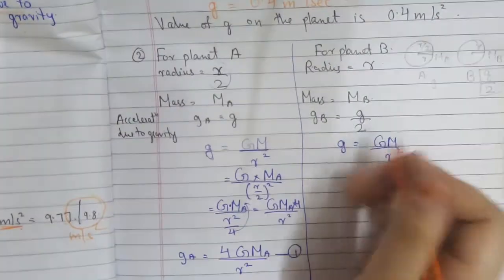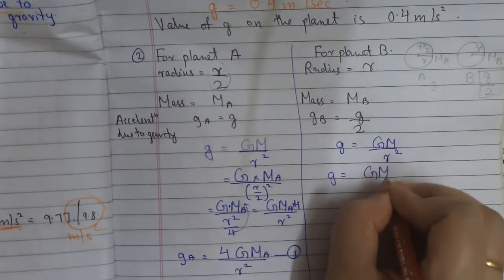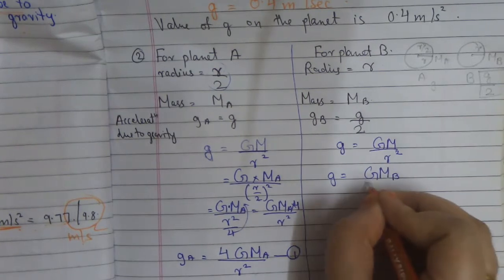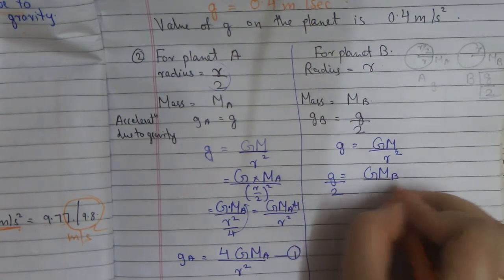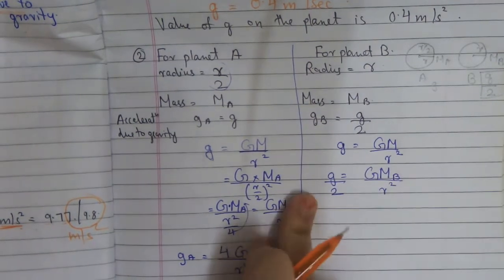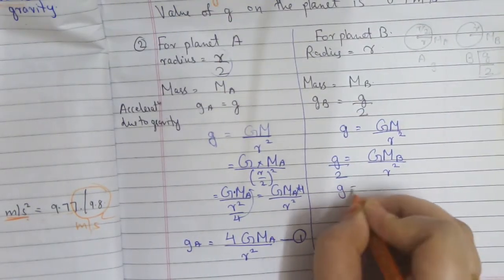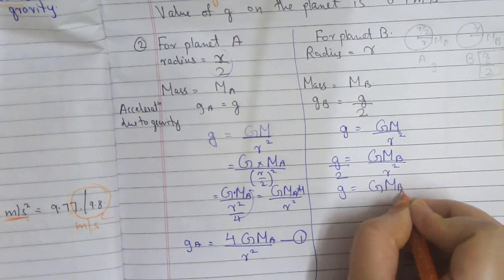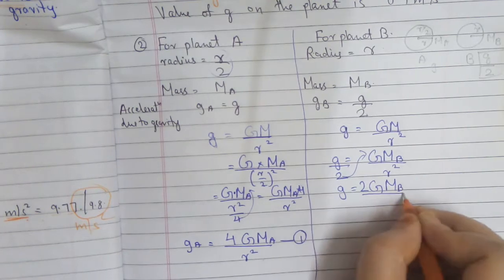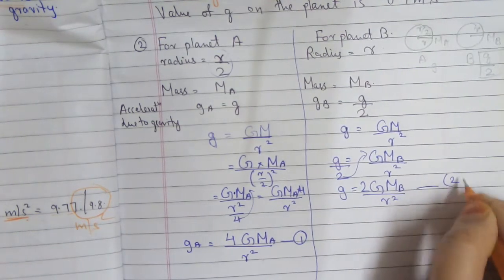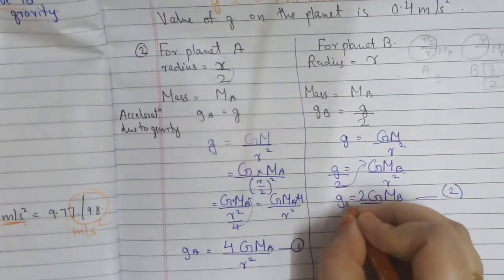Now let's solve for gB. So here g is equal to G of mB, and here gB is g upon 2. So G mB upon r square will be the same. Here the radius is r only, so we will write r square only. Now G will be as it is on this side, G mB, and this 2 will come here, so it will be multiplied by 2 upon r square. Let this be our equation number 2. So this is equation number 1 and this is equation number 2.